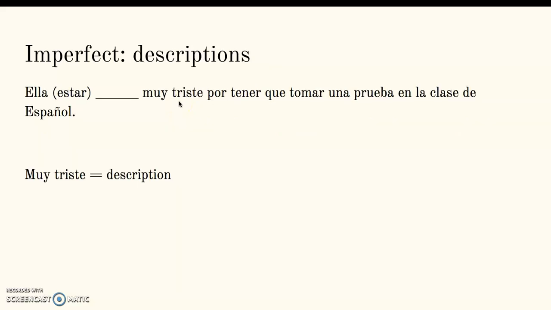So now let's talk about descriptions. So, ella blank muy triste por tener que tomar una prueba en la clase de español. So, muy triste, very sad, is a description. So estar should be conjugated in the imperfect tense because, right, it's a description. So how would you do that here? How would you conjugate estar for ella in imperfect? Estaba, it would be estaba.